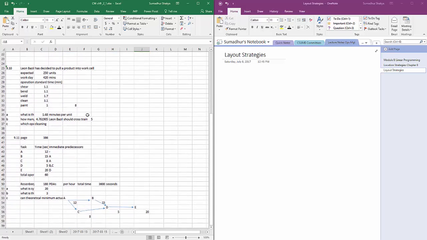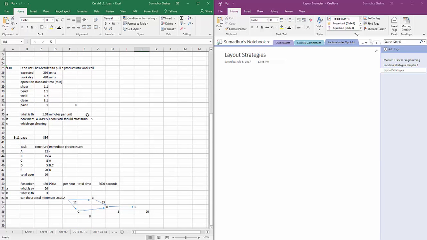Now in a similar variation of the pizza example that I was talking about, we have one of the textbook problems from the back of the chapter, where we have an expected number of 250 units. The total time in the work day is given to us as 420 minutes. So first things first, how much time are we expected to spend in making one unit?